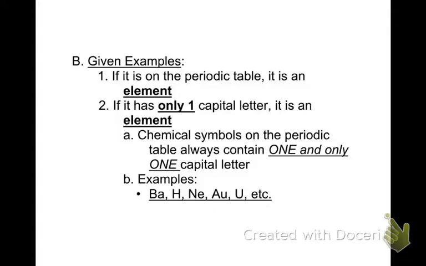If it has one and only one capital letter in the symbol, it's going to be an element. If we look at the periodic table itself, all of the chemical symbols contain one and only one capital letter. Looking at these examples, we've got barium, hydrogen, neon, gold, of course, everybody's favorite, uranium, and so on. Each one of these symbols has only one capital letter, so it's an element.